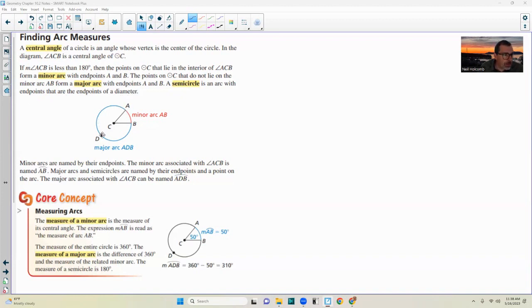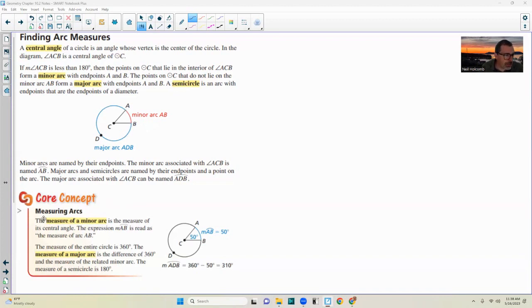So there's a major arc here, ADB. You have to name it with three letters when it's major, and you have to tell the direction you're going. So it could be ADB or start at B and go through D to A. Minor arcs are named by their endpoints, and the minor arc associated with angle ACB is named arc AB. Major arcs and semicircles are named by their endpoints and a point on the arc. The major arc associated with angle ACB can be named arc ADB.